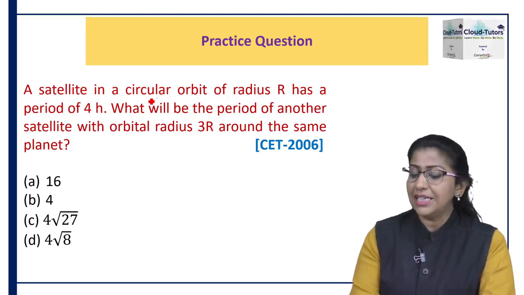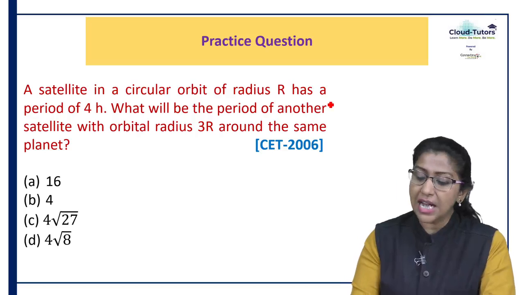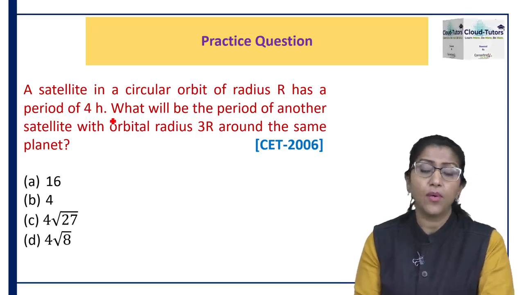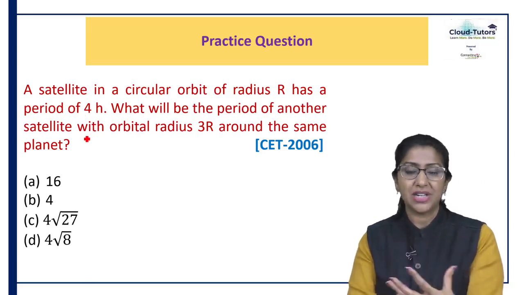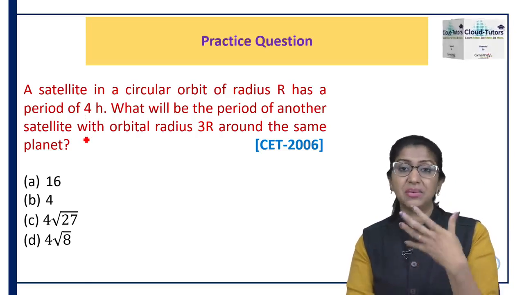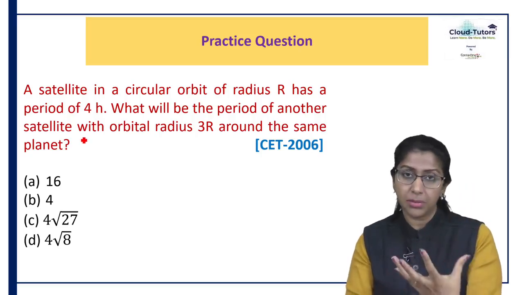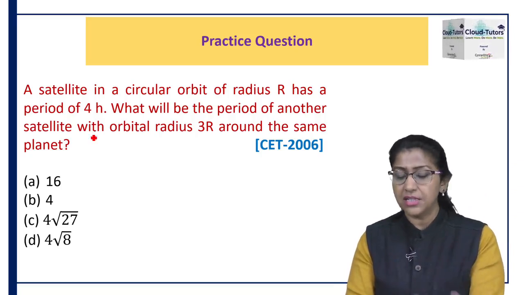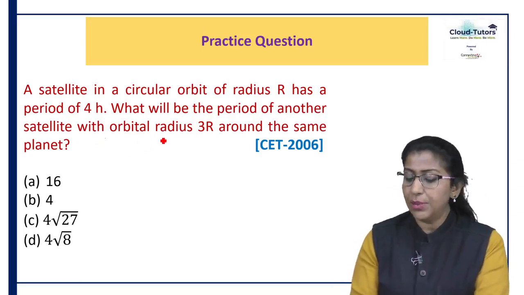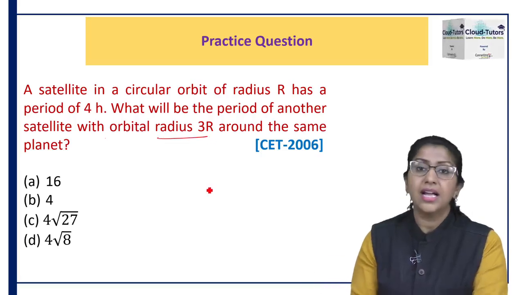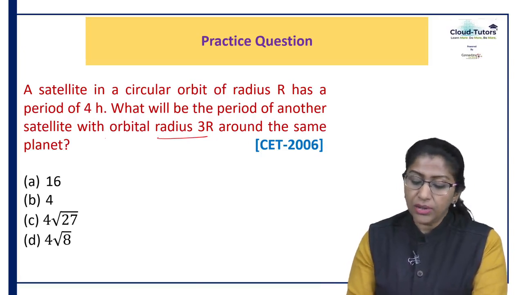A satellite in a circular orbit, remember it's a circular orbit of radius r, has a period of 4 hours. Usually for our convenience, in theory, we take the orbital motions as circular orbital motions. So this is one of such cases. What will be the period of another satellite with orbital radius which is 3 times the first one, around the same planet?